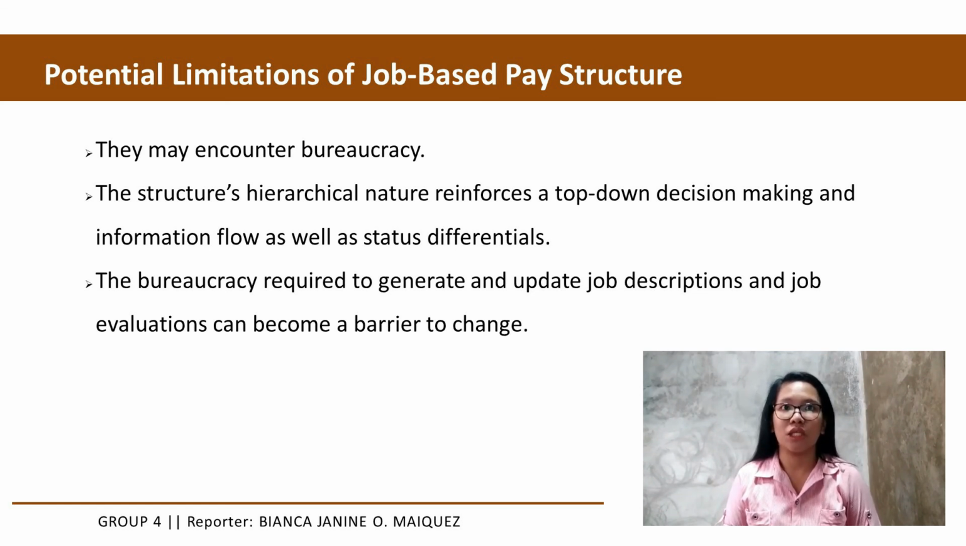Bureaucracy makes employees less flexible and lacking in initiative to do jobs not designated to them. The second problem is the structure's hierarchical nature reinforces a top-down decision-making and information flow, as well as status differentials, which do not lend themselves to taking advantage of the skills and knowledge of those closest to production. This means that the skills and knowledge of the employees closest to production will not be maximized because their job description will limit them from doing other tasks that match their skills and abilities.